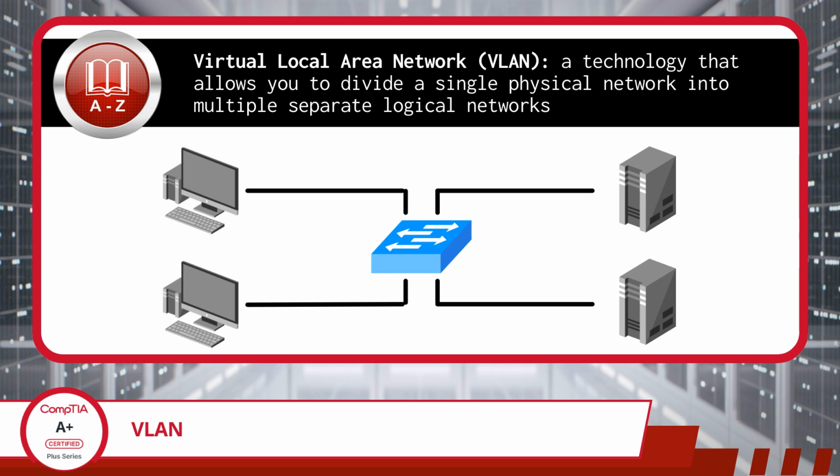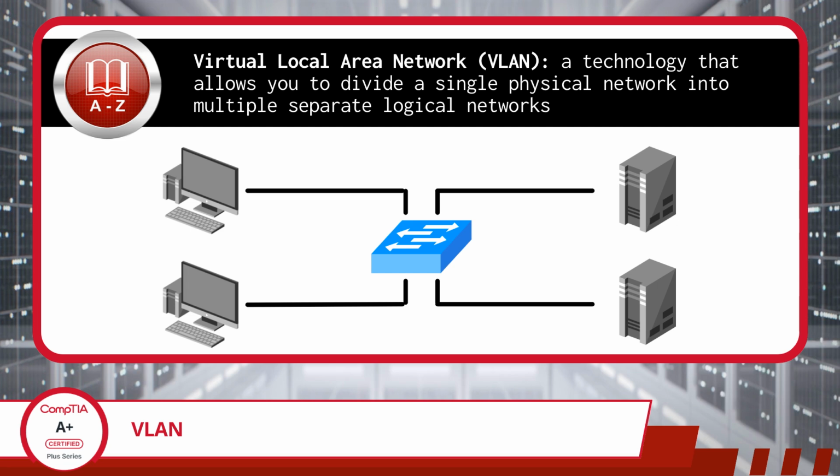As the town grows, traffic increases and challenges begin to appear. Some types of traffic need priority, certain areas require stronger security, and not every device should be able to communicate with every other device. When all traffic shares the same space, performance can suffer and managing the network becomes more difficult. This is where VLAN, short for Virtual Local Area Network, comes into play.